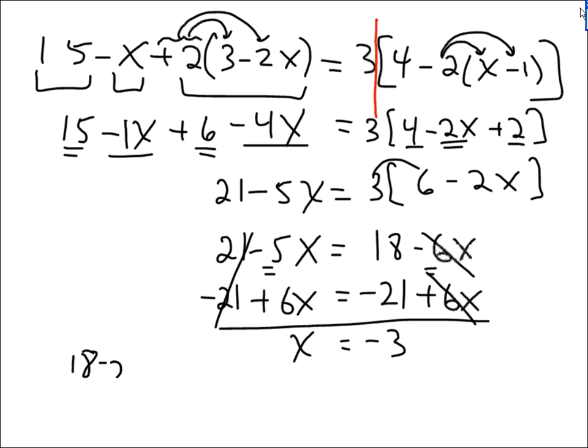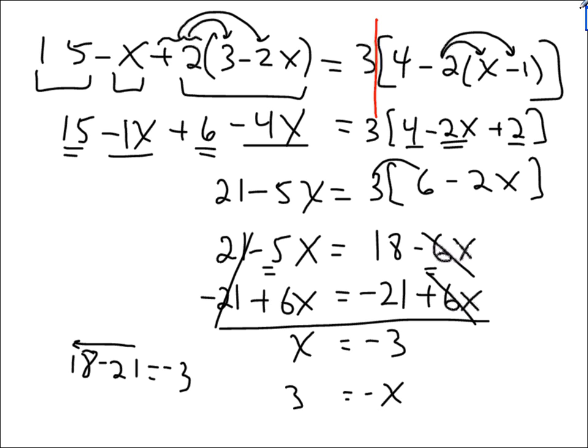18 take away 21. Well, do 21 take away 18? That's 3. But if you read it backwards, it's not 3, but rather negative 3. And that's it. If you brought the x's to the right side and the numbers to the left, you would have gotten 3 is equal to negative x.